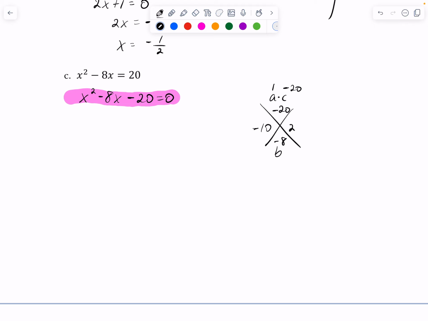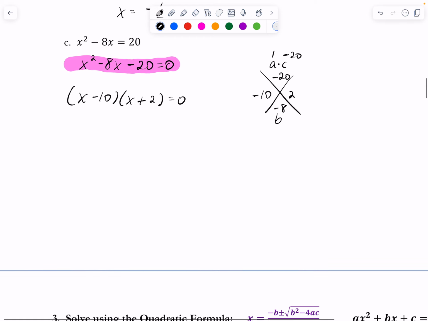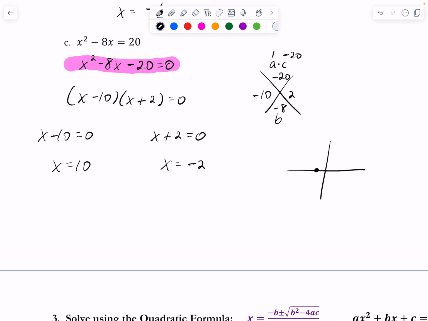Because a is 1, I'm just going to write down x minus 10 and x plus 2, set equal to 0. And because of the zero product property, I'm going to set each of these factors equal to 0 separately. That will give me my two solutions to this equation. So x equals +10, x equals -2. So again, if I graph it, I got -2, +10. Those are going to be my two solutions.